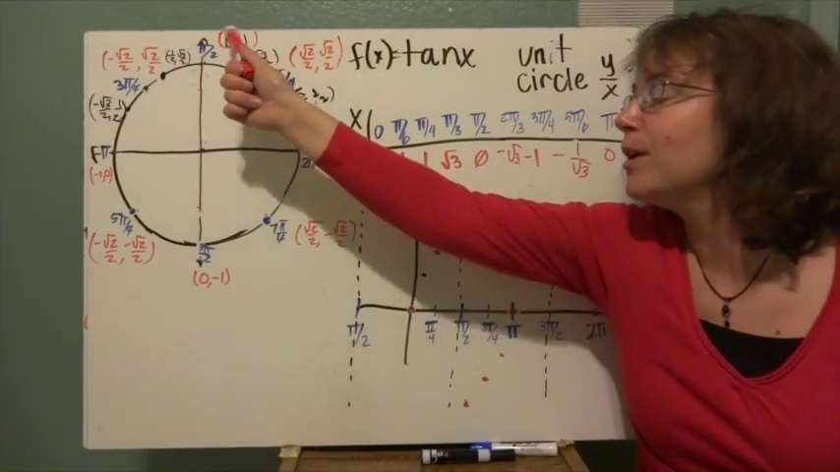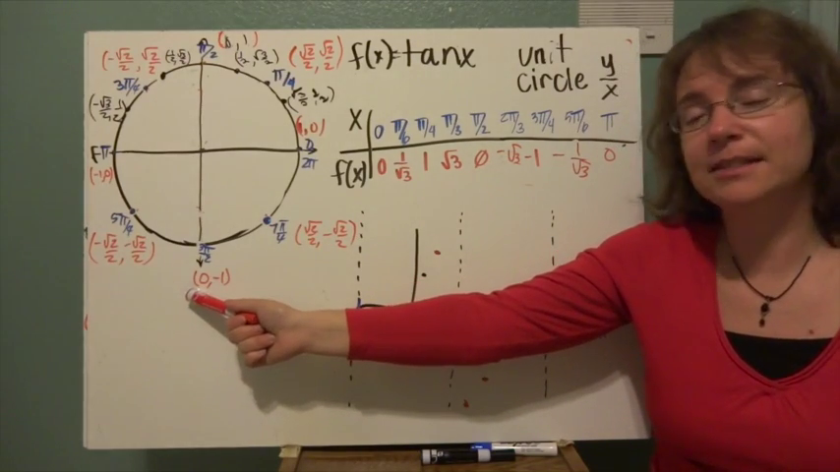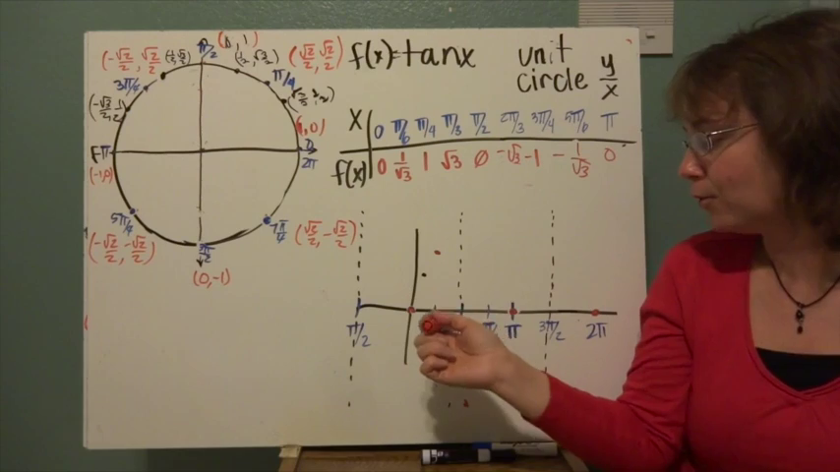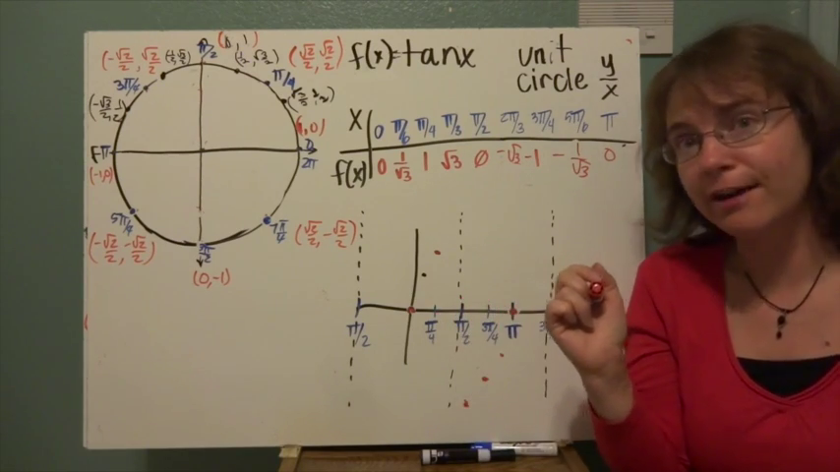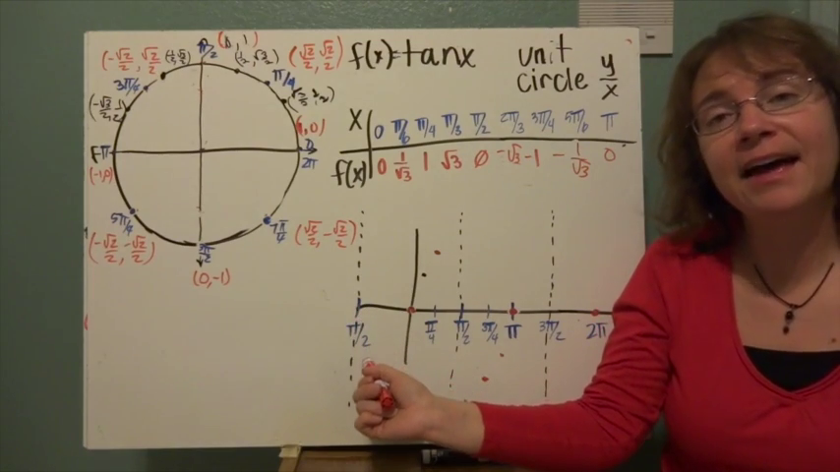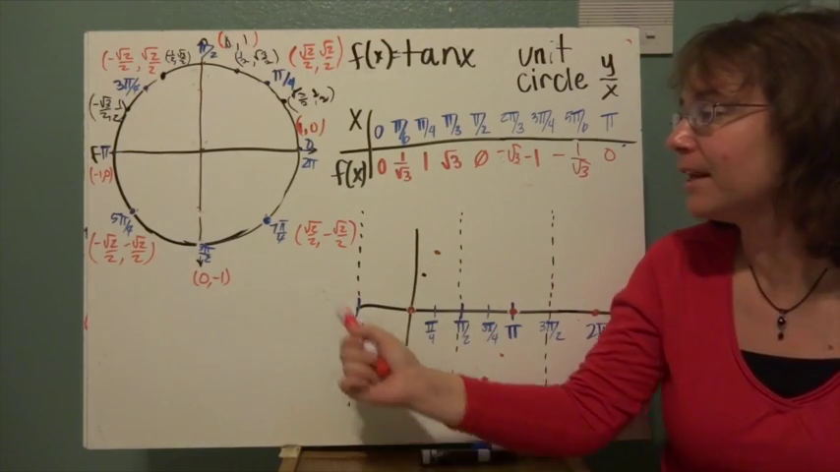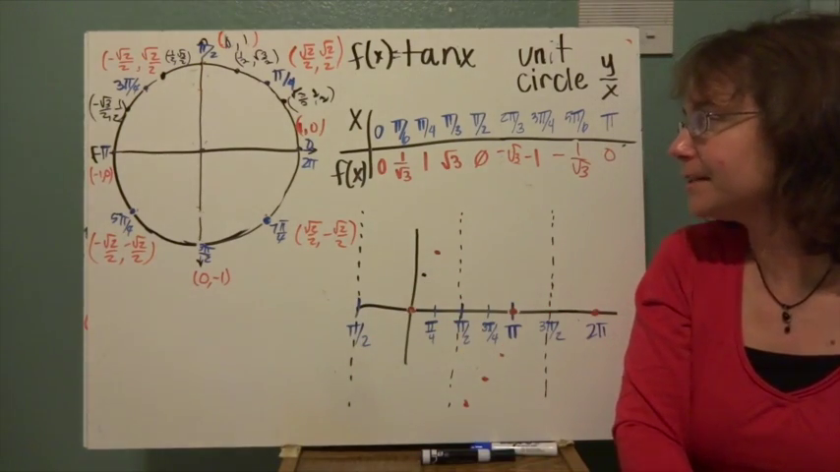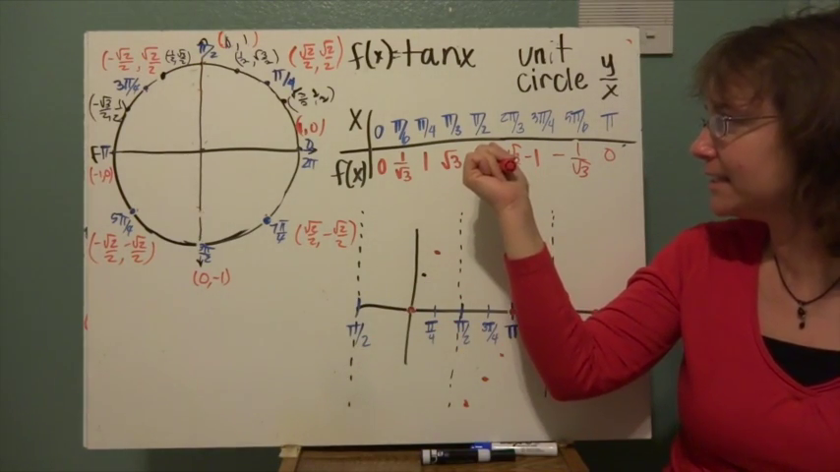So at pi over 2, and again I find my x value is 0 at 3 pi over 2. In fact, any odd multiple of pi over 2, 1 pi over 2, 3 pi over 2, 5 pi over 2, negative pi over 2, I'm going to have that happen where I have a 0 in the denominator because my x value is 0 and I have y over x. So I have it not existing there.